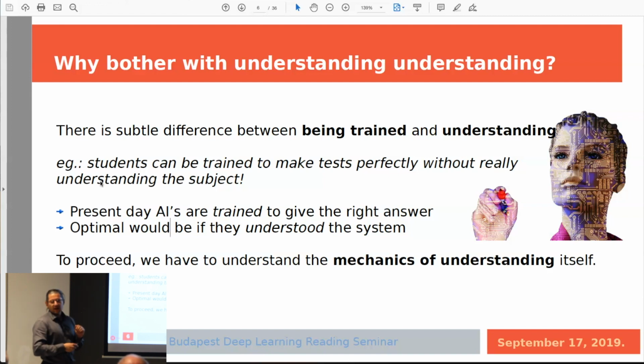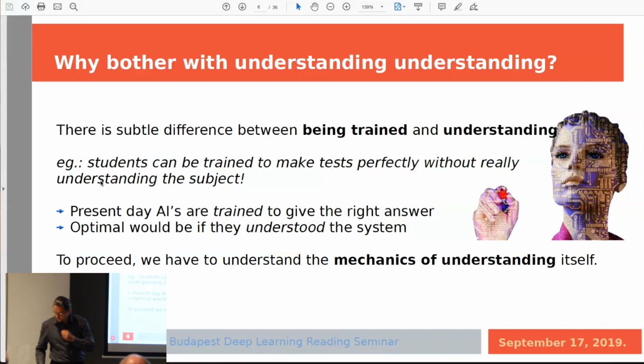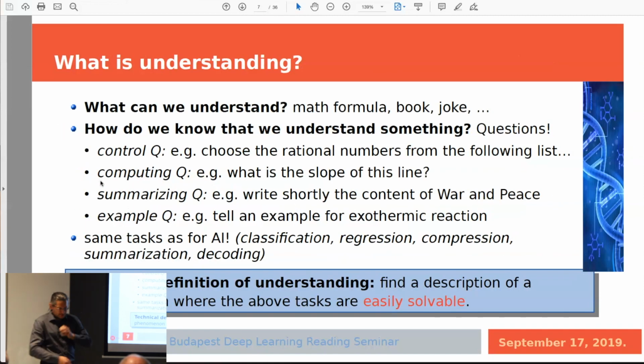And nowadays we train our networks, but we would like the network to understand the system somehow. And for that, because of this subtle difference, it's very important to understand the mechanics of understanding itself. So this is the next motivation slide. So let's try to approach the topic nice and easy. So what is understanding? First, what can we understand? We can understand a lot of things, a math formula, a book, a joke. This is the everyday sense of understanding.